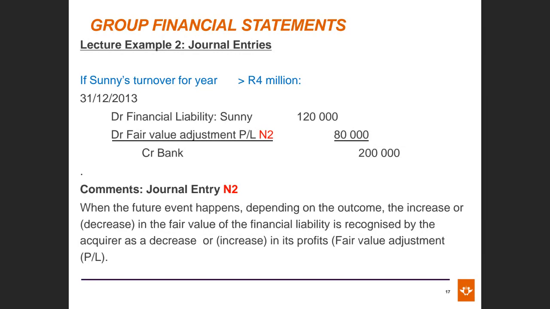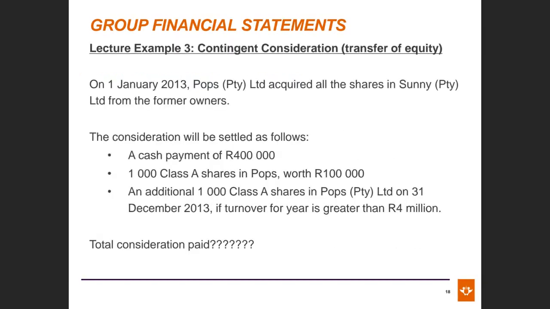Okay, so let's have a look at the next example. So that was a situation where we had contingent cash, and that was recorded as a financial liability. Now we need to look at the case where there is contingent consideration in the form of shares. So on the 1st of January 2013, POPs Pty Limited acquired all the shares in Sunny Pty Limited from the former owners. The consideration will be settled as follows.